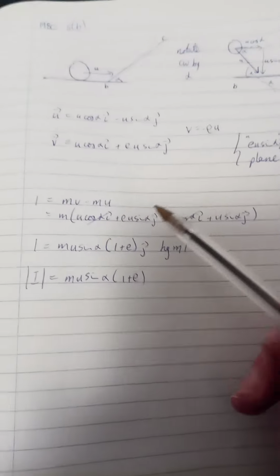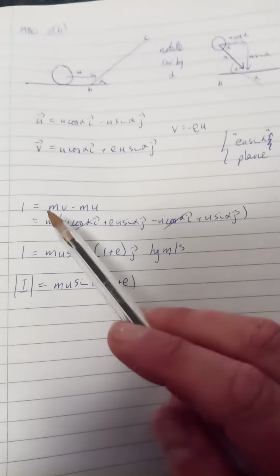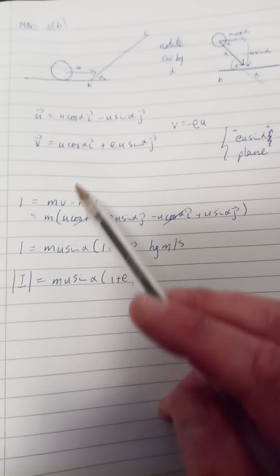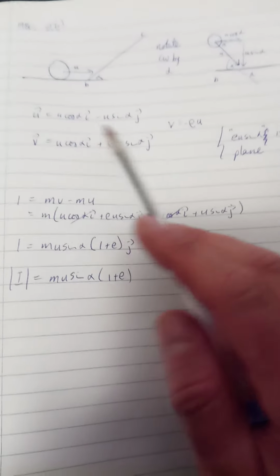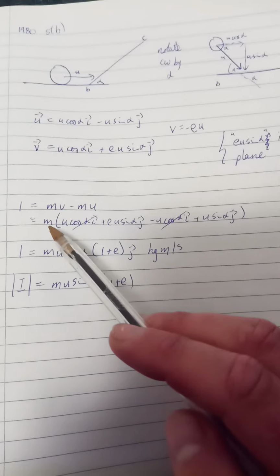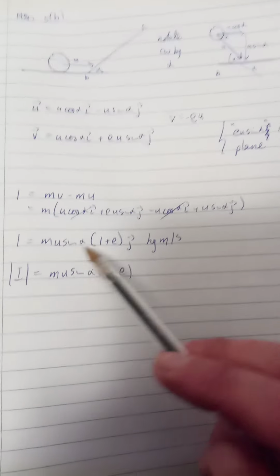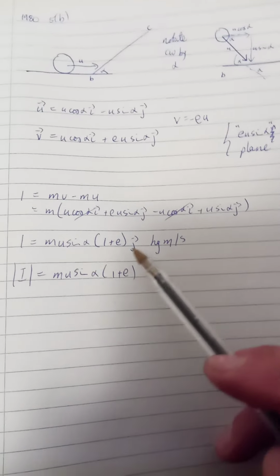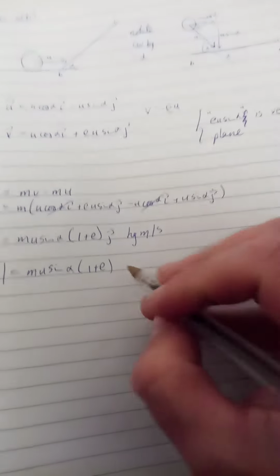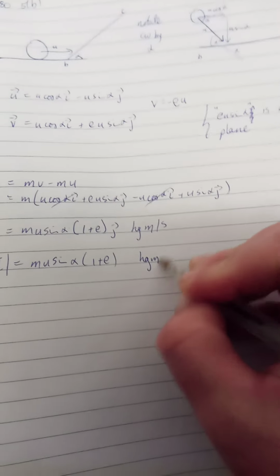The second part then was the impulse. So the impulse is mv minus mu. Take that velocity vector, subtract the initial one from it, and then multiply by m. That gives me this. And because we're looking for the magnitude of it, we can drop the j vector out of it. Just don't forget the units.